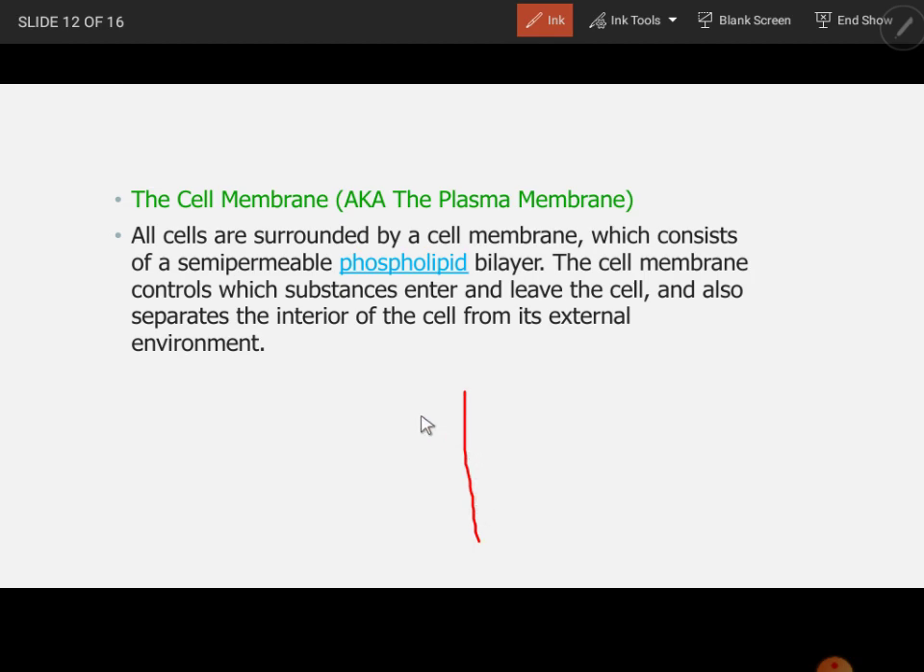Let's say this is the cell membrane, this is the interior of the cell, and this is the outside of the cell. So when substances are trying to enter the cell, unnecessary substances will be stopped by the cell membrane. It is semipermeable. It only allows certain substances to enter, and it prevents other substances from entering.